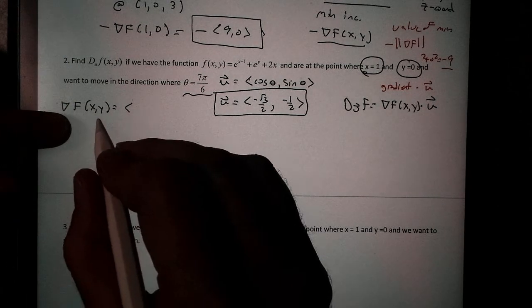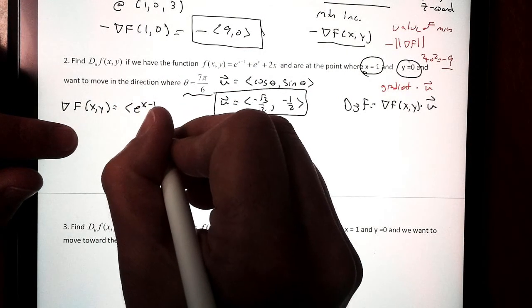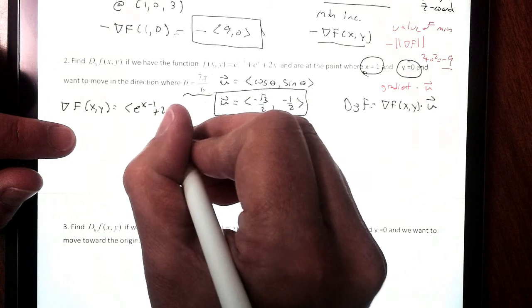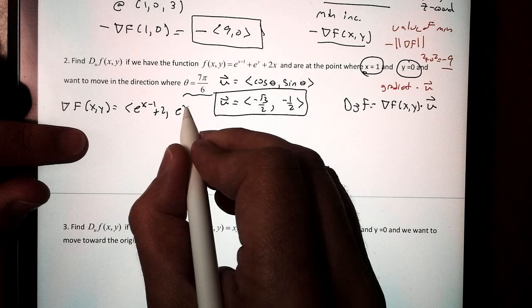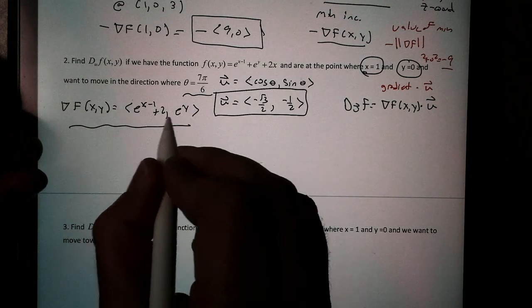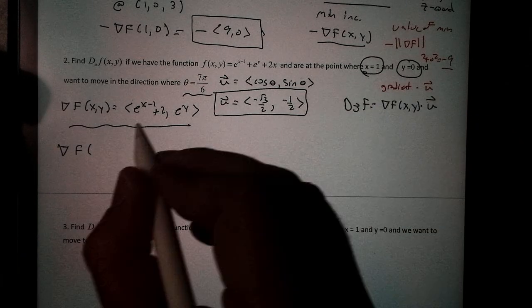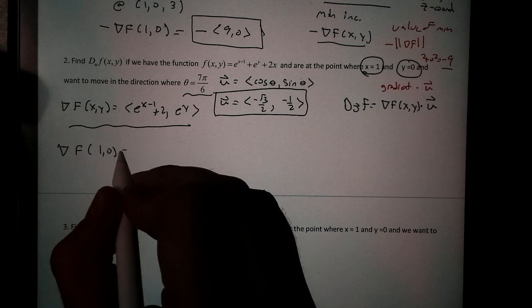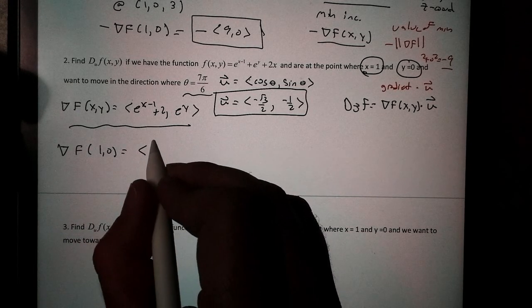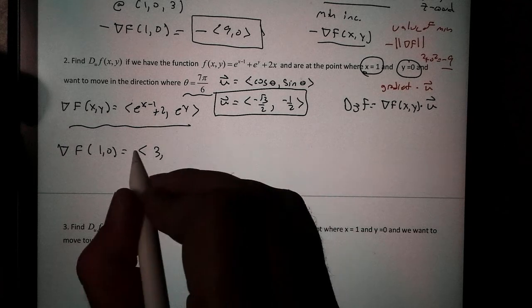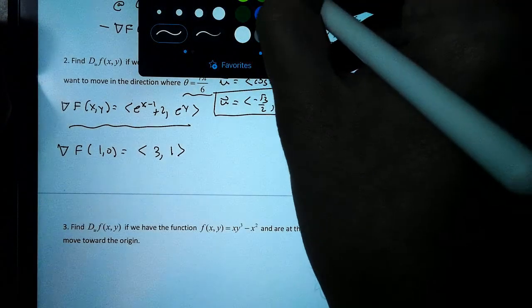So del f, if I take my derivative, we're going to get e to the x minus 1 plus 2, and the derivative with respect to y is just going to become e to the y. So there is my del. To get my gradient, I'm now going to plug in the point. Well, we're standing at the point 1, 0. Plugging in the point 1, 0, what's that become? e to the 0, which is 1, plus 2, which is 3, and e to the y, which is e to the 0, is 1. So this is actually my gradient right here.